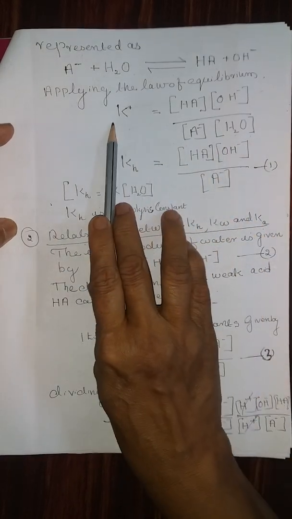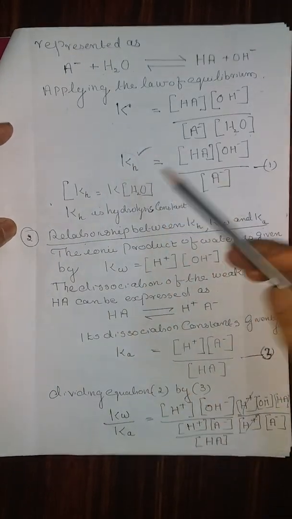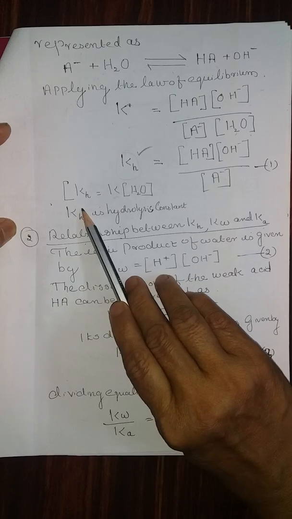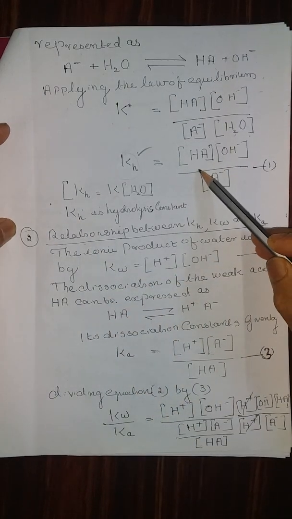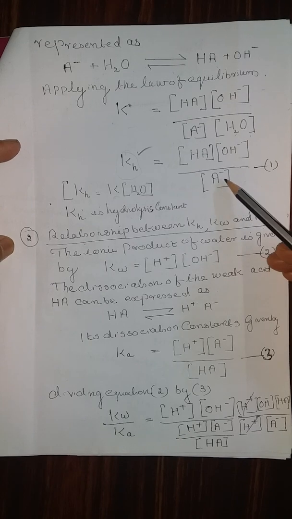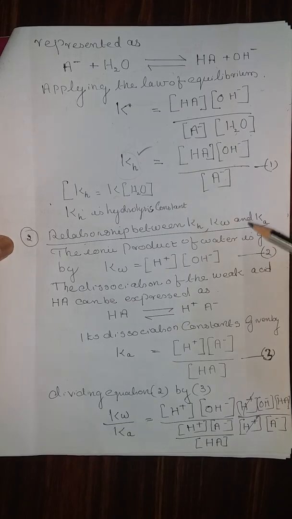Bring the water to this side, to the equilibrium constant, which is known as Kh. Thereby we get Kh. That is, K times water is equal to Kh, which equals concentration of HA times concentration of OH- divided by concentration of A-. This is equation number 1. We got one value, that is Kh.